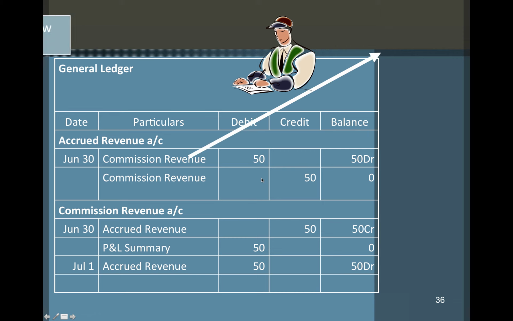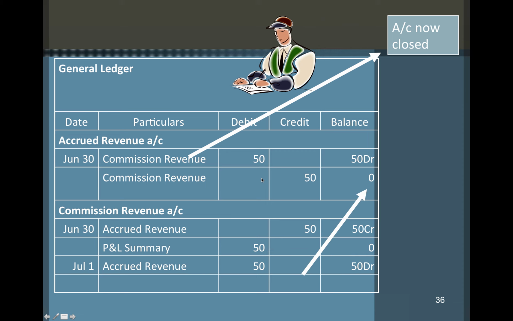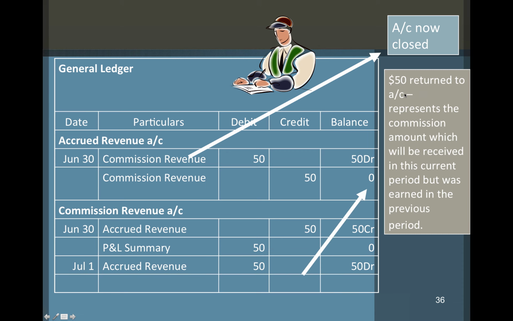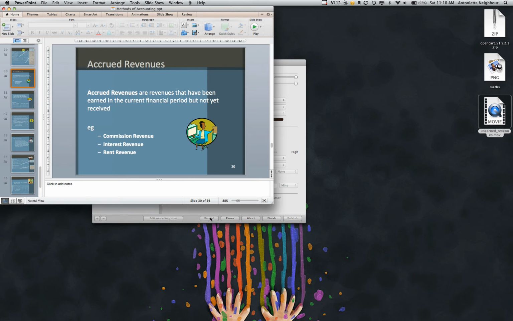So the accrued revenue account is now closed, and the $50 has been returned to the commission revenue account, and it represents commission amount which will be received in this current accounting period, but was earned in the previous period. So the reversal entry will have the effect of reducing this balance to zero when that commission is eventually received. And that's your 4 balance day adjustments.